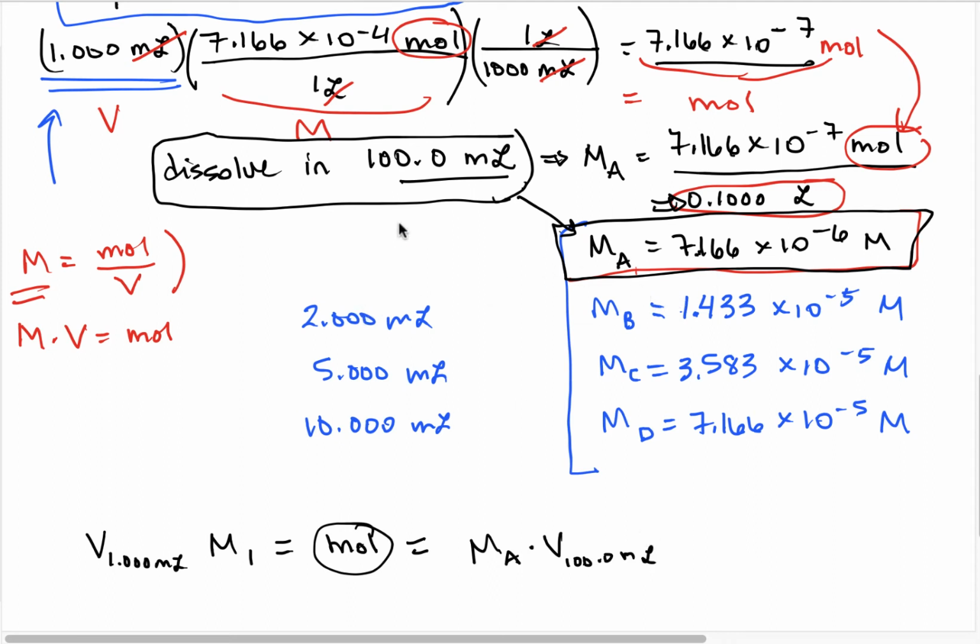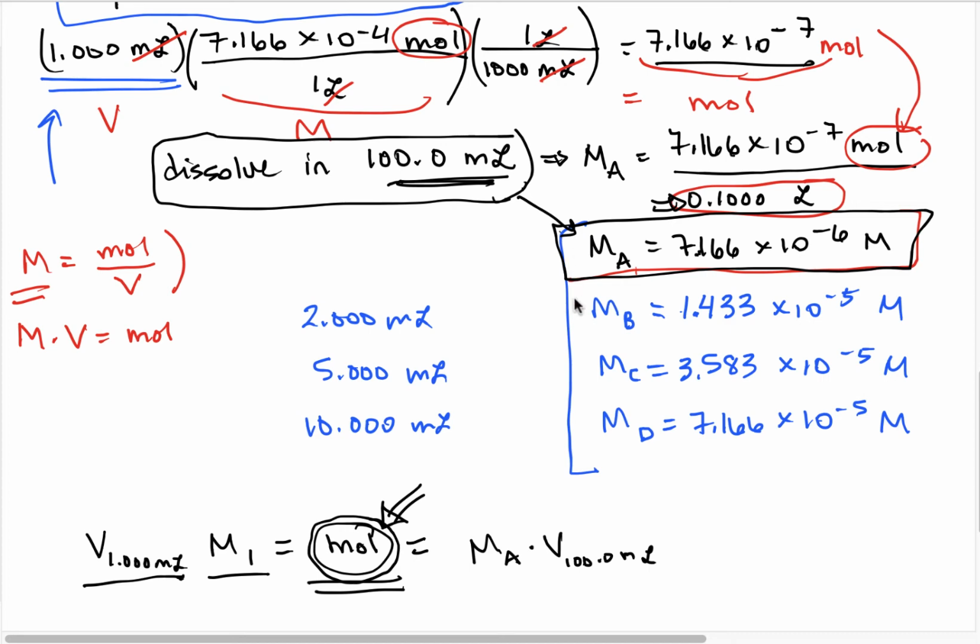So anytime you want to do a dilution, what you're really doing is just calculating the moles. And then we're taking the moles of that solution and we're dissolving it into a new volume. So it is 100% fine anytime you are doing a dilution problem to just do exactly what we just did. Calculate how many moles by multiplying volume times molarity, and then take that moles, divide it by the new volume, and you're going to get your new molarity.